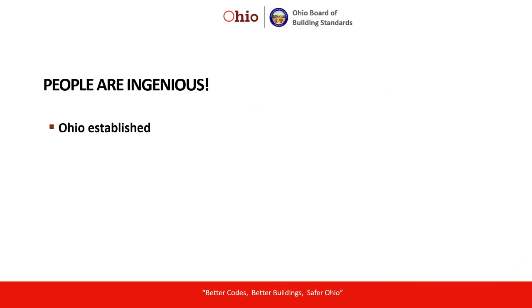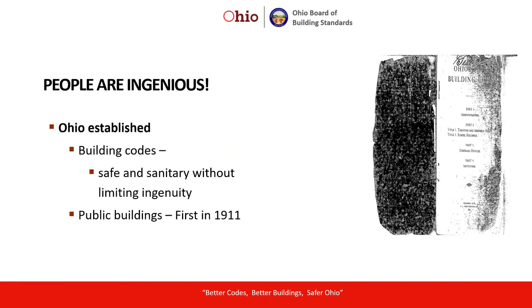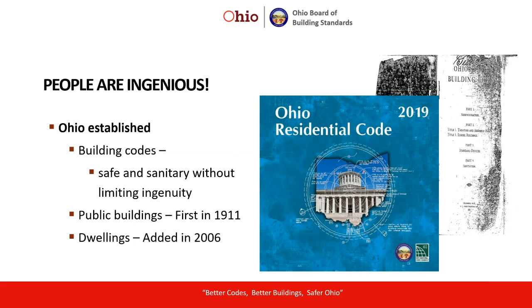So part of this, Ohio has established building codes. They are primarily responsible to create safe and sanitary environments without limiting that ingenuity. We don't want to hamper people in their pursuit of finding something better. The first published building codes in Ohio were in 1911. We actually have a copy of it. And dwellings were added as a statewide code in 2006. We are currently working on the 2019 edition of residential codes.